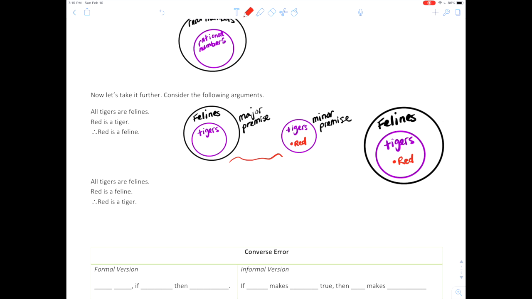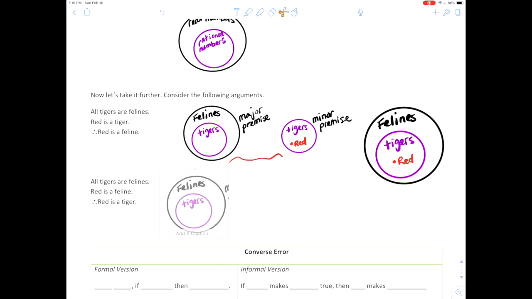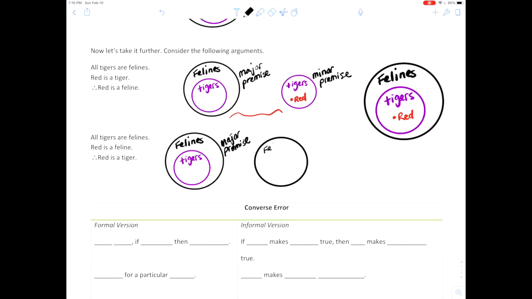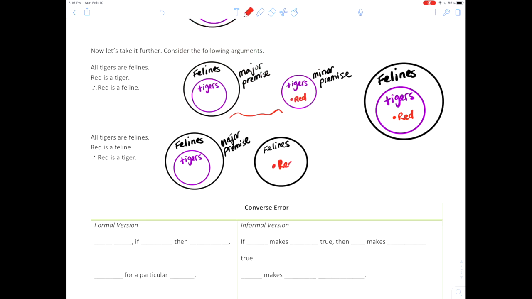Now let's look at something that maybe won't work out so well. So here again we have all tigers are felines. Wouldn't it really be the same initial figure, right? So this again is our major premise. Now our minor premise says Red is a feline. Over here is what that second statement says.